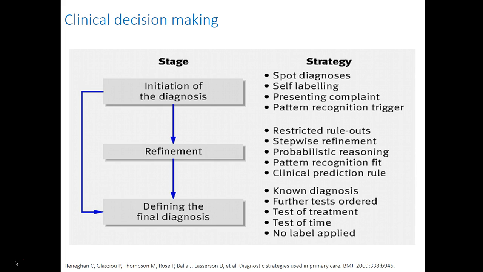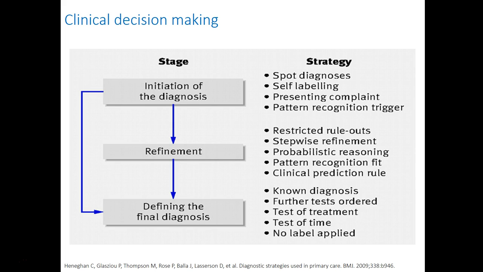Some doctors have a natural antipathy to this, but self-labeling can be very useful. There are other things also, pattern recognition. People with chest pain, an abnormal ECG, maybe a raised troponin. The diagnosis is fairly clear. We may use probabilistic reasoning, and we can also use clinical prediction rules in order to predict the diagnosis.